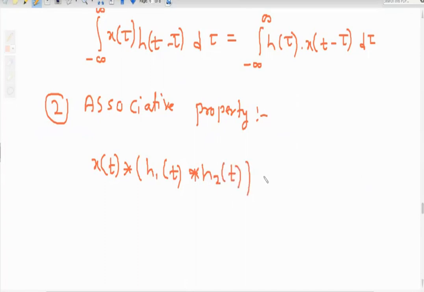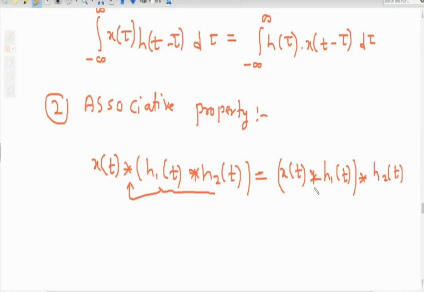Now we have two convolutions. First we solve one convolution, and after that we solve the other. Instead, you can solve the convolution x of t star h1t first, and then you can solve the convolution with h2t. So you can solve this convolution first, then that one, and we will get the same answer. This is the associative property of convolution.